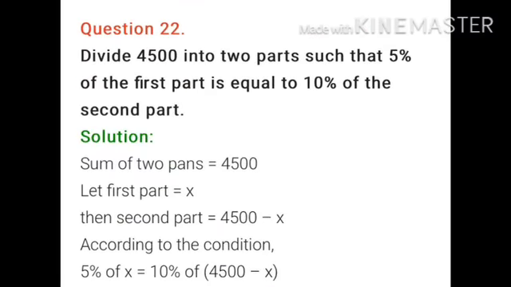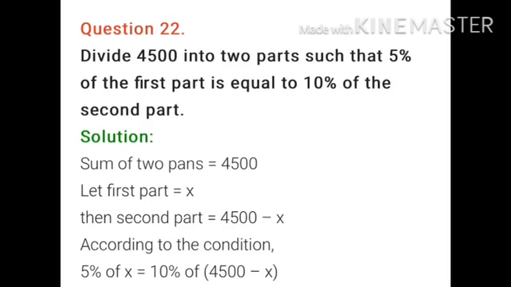Now the question number 22. Divide 4,500 into 2 parts such that 5% of the first part is equal to 10% of the second part. Now the solution. The sum of the two parts is equal to 4,500. Let the first part be x and the second part is equal to 4,500 minus x. This is because the sum of the two parts is 4,500.